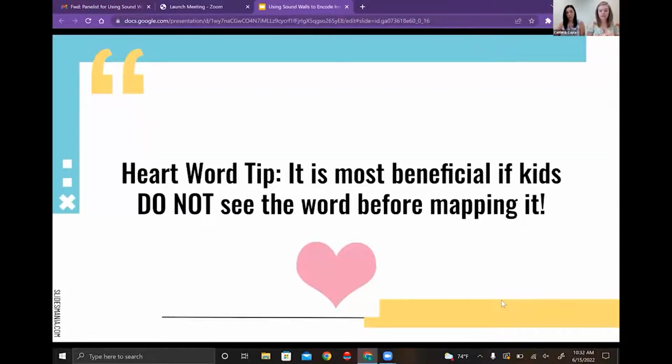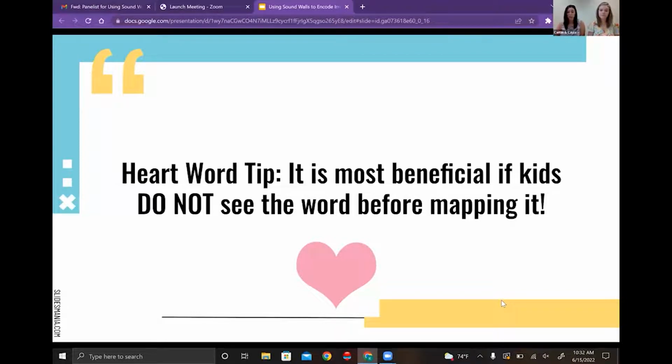So a little tip with heart words, it is most beneficial if kids do not see the word before they're mapping it. The reason is because when kids see the word first, that can promote memorization. We want to steer away from that, right?